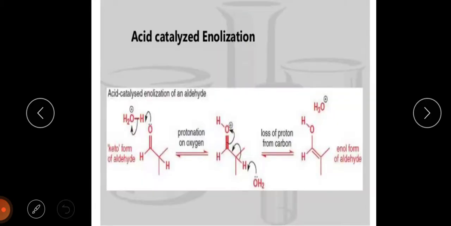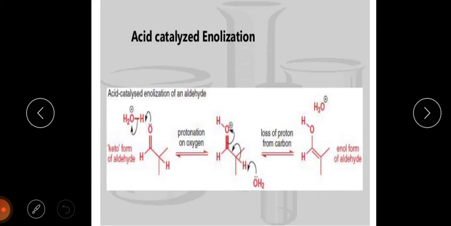The next topic is the acid and base catalyzed enolization. Firstly, we will see acid catalyzed enolization. Acid catalyzed enolization of an aldehyde is a two-step mechanism. In the first step, there is a protonation of an oxygen, and in the second step, there is a loss of a proton from carbon.